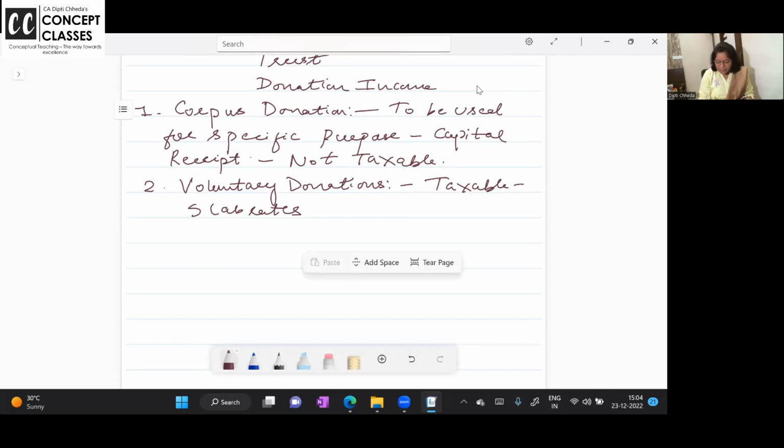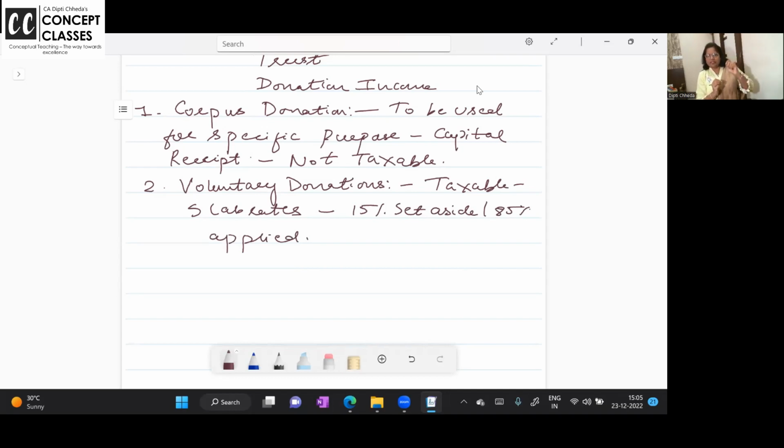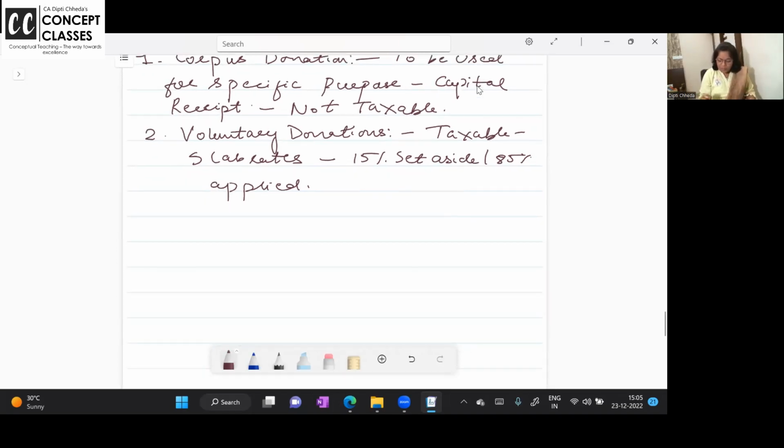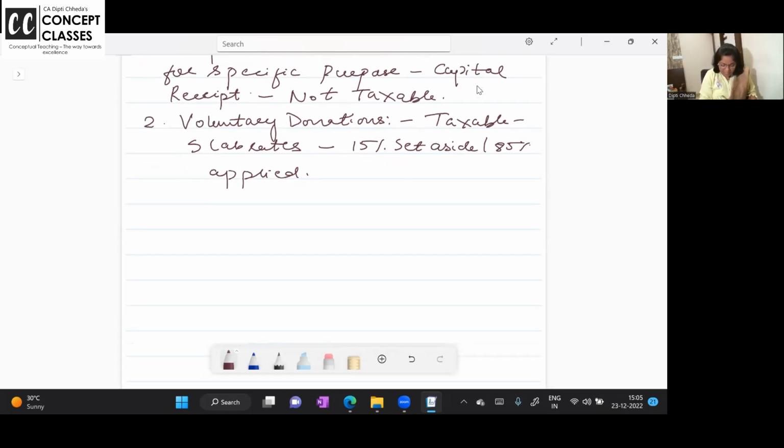Here you will apply that rule of 85% and 15%. You remember, 15% is set aside income of the trust and 85% to be applied. In that, we will consider voluntary donations. When we take the income of the trust, even the voluntary donations are added, then of total income, 15% you can just keep aside, and 85% you need to apply in capital, revenue, all. That's a different topic, so I don't want to get diverted. 15-85 is clear. If not, comment below and one more video will be out.